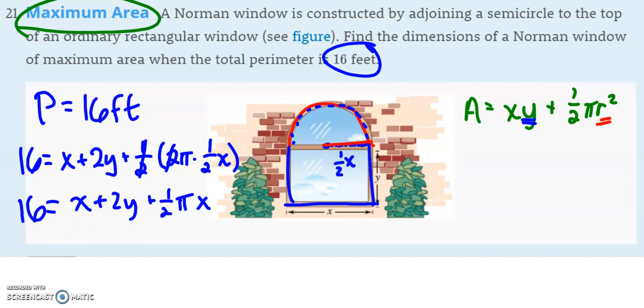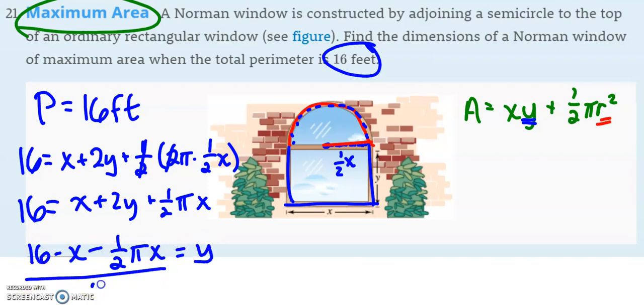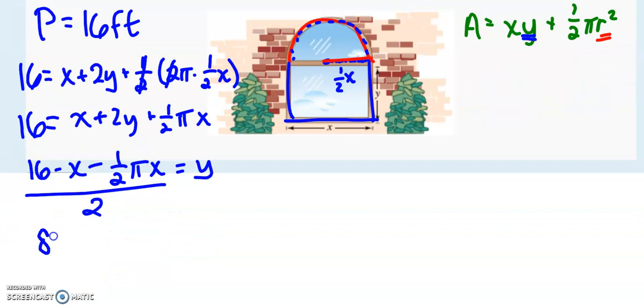So here I want to solve for y. So I'm going to take 16 minus x minus half pi x equals 2y. I'm going to divide the whole thing by 2. All right. Well, if I divide each of those things by 2, I'm going to end up with 8 minus a half x minus a 4th pi x is equal to y.